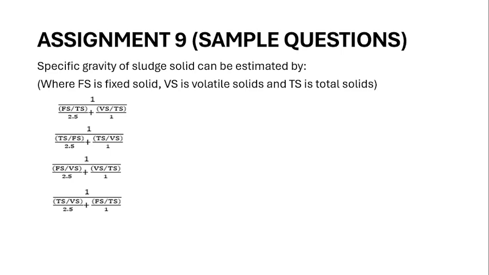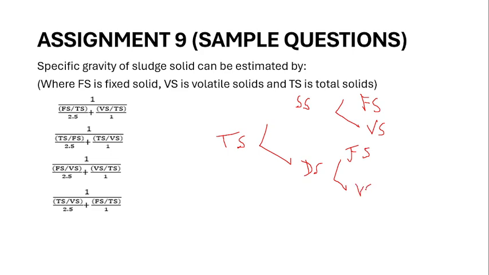We have discussed this earlier itself. Like I said, there are different types of solids. The total solids are further classified into suspended solids and dissolved solids, and both the suspended and dissolved solids are further classified into fixed solids and volatile solids, right? So by using the fraction of fixed solids to total solids and the volatile solids to total solids, we can obtain the specific gravity of the sludge produced, right?